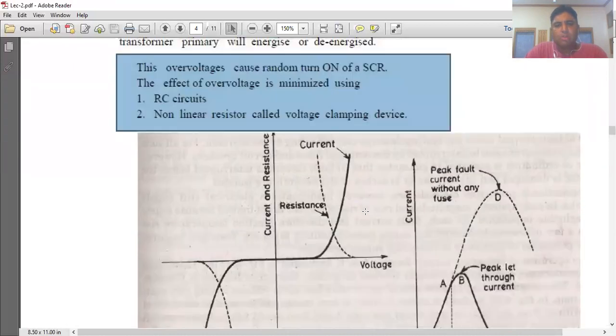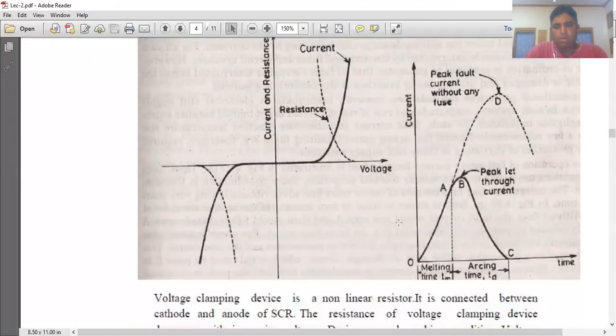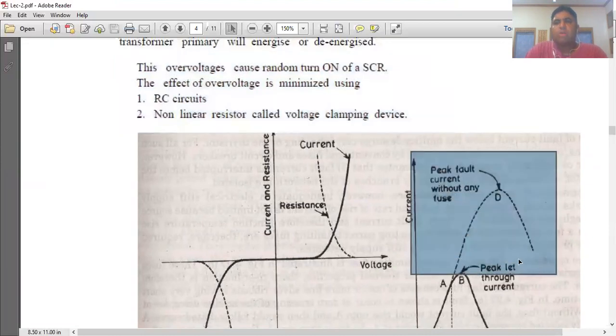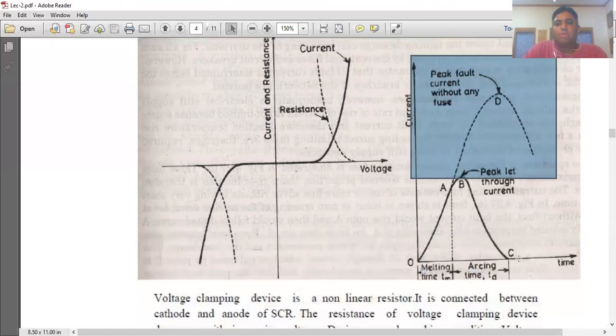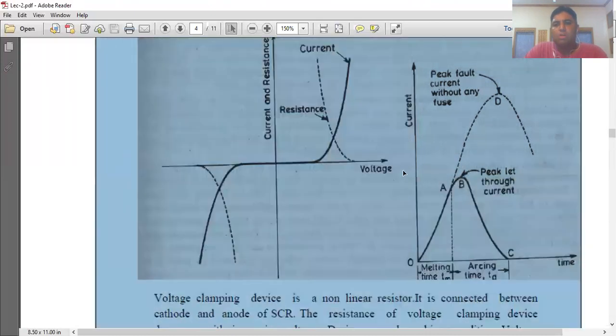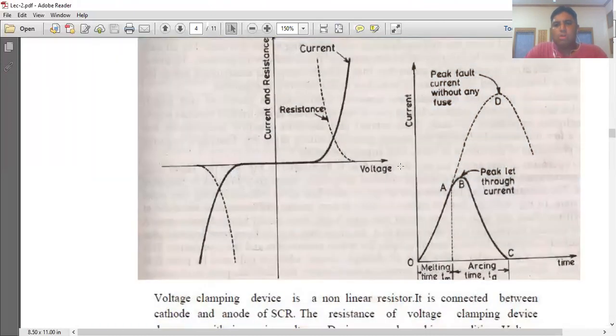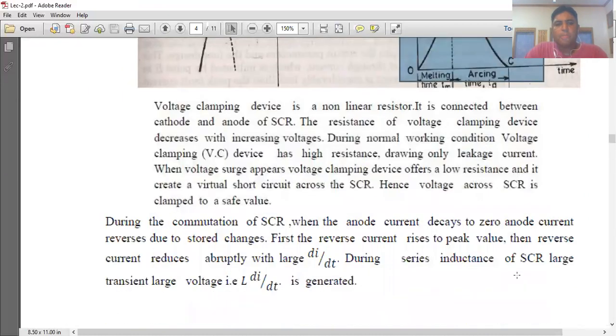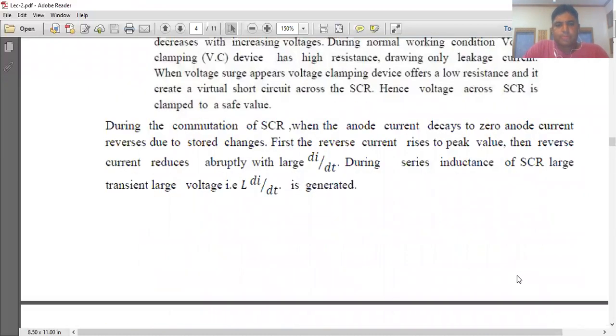This waveform basically shows you some over voltage and over current happening in a thyristor. This is time versus current, and at fault condition there is suddenly a large amount of current passing through a thyristor. And this is the melting and arcing, this is a fault condition of a thyristor, melting time and arcing time.